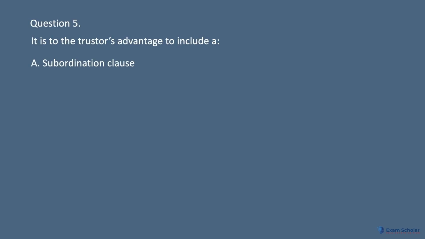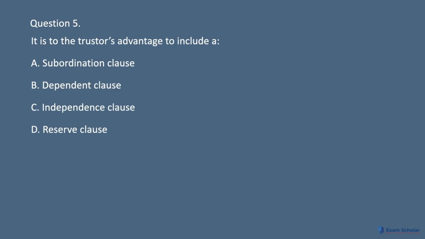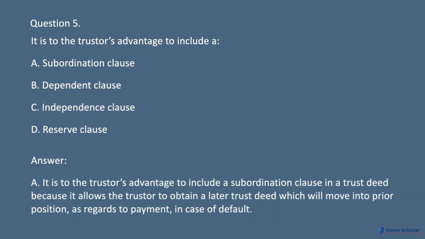Question 5. It is to the trustor's advantage to include A. Subordination clause. B. Dependent clause. C. Independence clause. D. Reserve clause. Answer: A. It is to the trustor's advantage to include a subordination clause in a trust deed because it allows the trustor to obtain a later trust deed which will move into prior position, as regards to payment, in case of default.